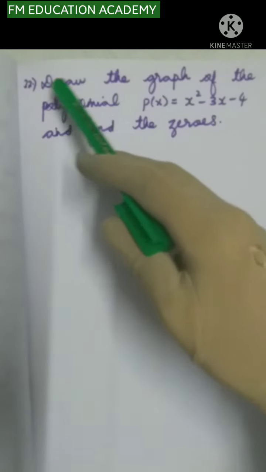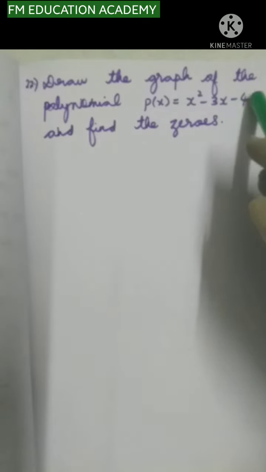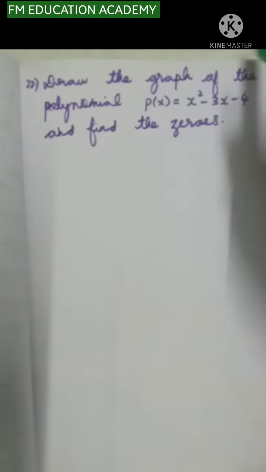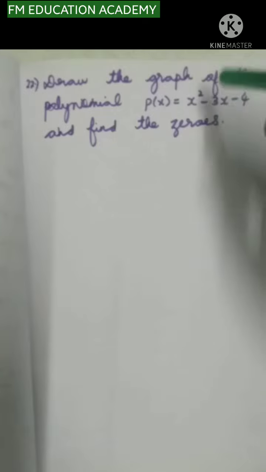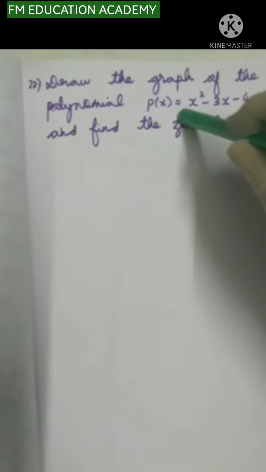Again, this question, 22nd question, draw the graph of the polynomial p of x is equals to x square minus 3x minus 4 and find the zeros. This question is also very important because this question was asked in practice paper 1 also, to draw the graph of the polynomial of a quadratic equation. Okay, so practice these type of questions well.